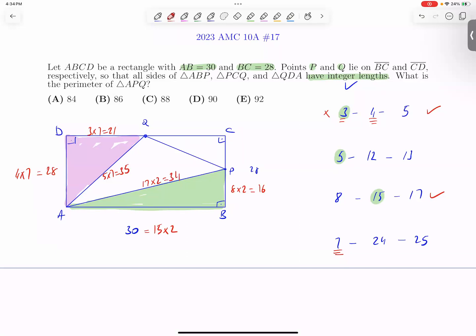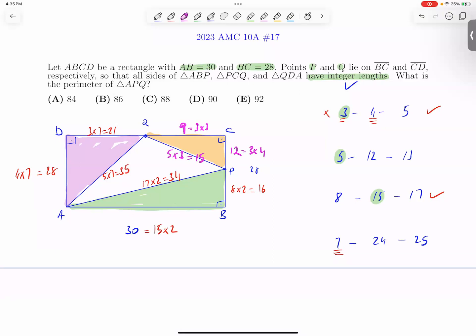And finally, we should check the other right triangle also. Should apply the Pythagorean theorem to the last right triangle here. Let's check. It should have integer side lengths, which is QC equals 30 minus 21, which is 9. QC is 9. And CP is equal to 28 minus 16, which is 12. And we see that this is 3 times 3, which is 9. This one is 3 times 4, a 3, 4, 5 triangle scaled by 3. And this is 5 times 3, which is 15.